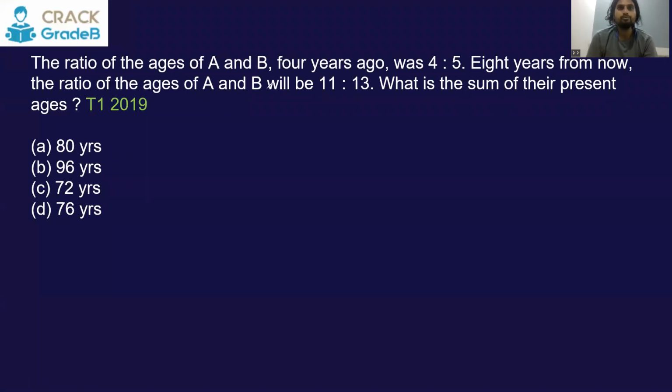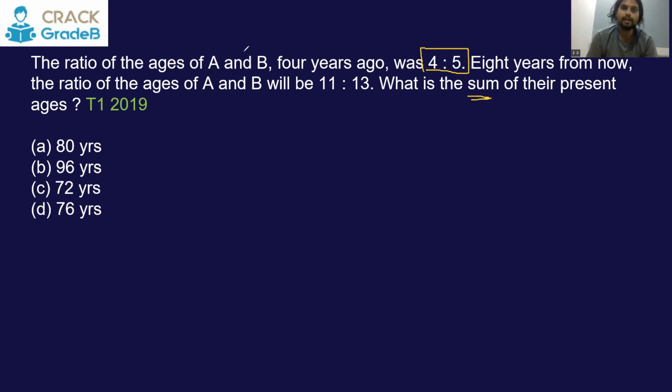The ratio of the ages of A and B 4 years ago was 4:5. 8 years from now, the ratio of their ages A and B will be 11:13. What is the sum of the present ages? So first of all, because in our exams we don't have much time to solve these questions, plus the options are available, if possible you can go to the options and check your answers from the options as multiples. That means if you know that already the ratio of the ages of A and B 4 years ago was 4:5, and ultimately they are talking about the sum.